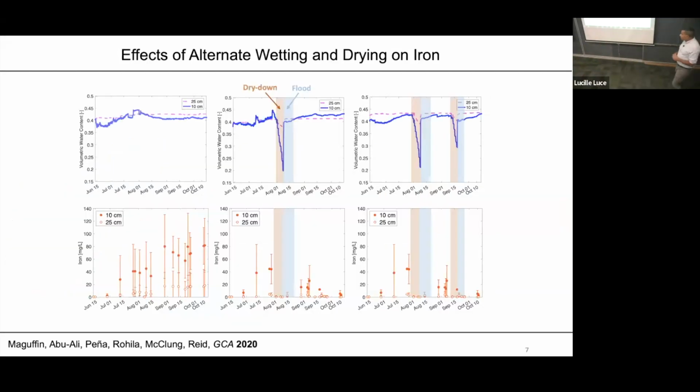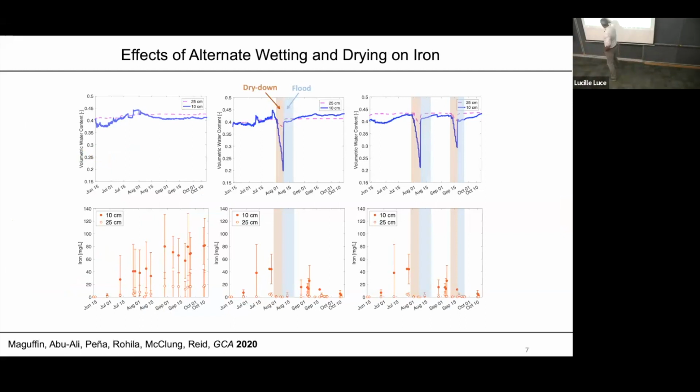So here's just an example of what we see. We have 3 fields. This shows the volumetric water content. This field was flooded for the entire season. This field experienced 1 dry down before being reflooded. This field experienced 2 dry downs. And so what you can see is if we look at the iron concentrations, we see this increase in the iron concentration in the continuously flooded field because there are these anaerobic conditions throughout the entire growing season.